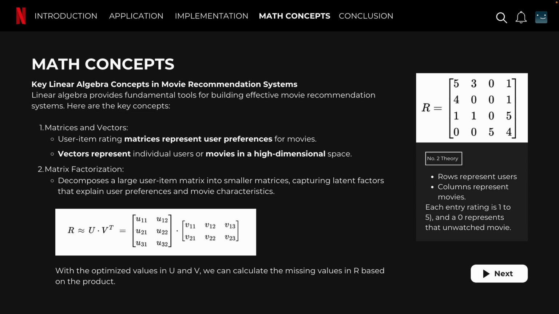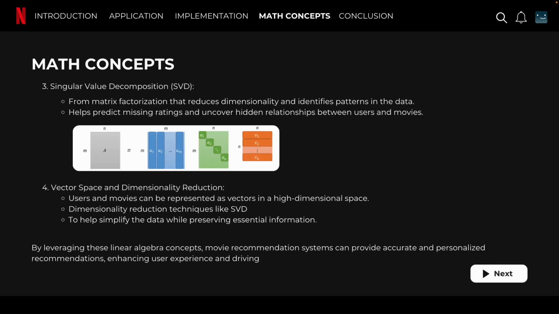Let's go to the second one, matrix factorization. This process is to decompose a large user item matrix into smaller matrices, capturing latent factors that explain user preferences and movie characteristics. So down here is a formula that we use to calculate the missing values in R based on the product.